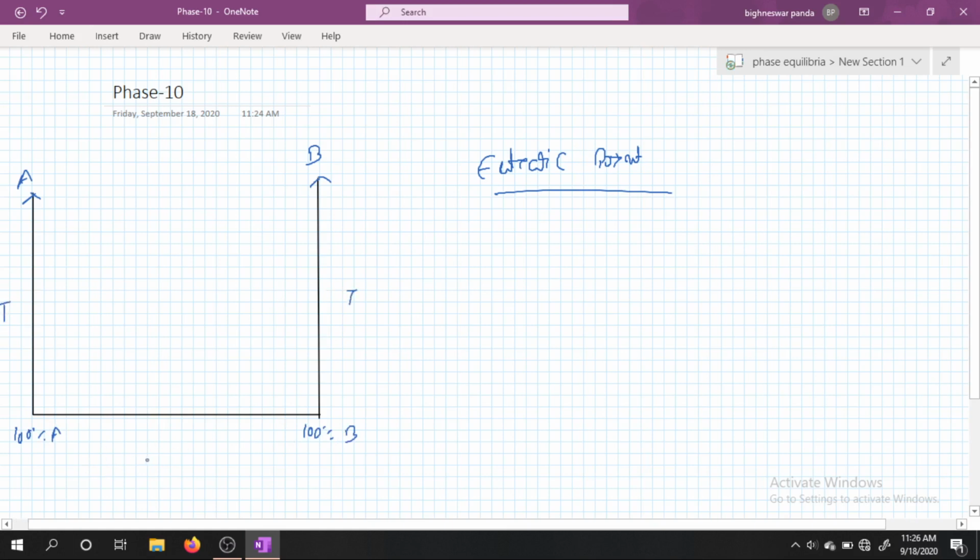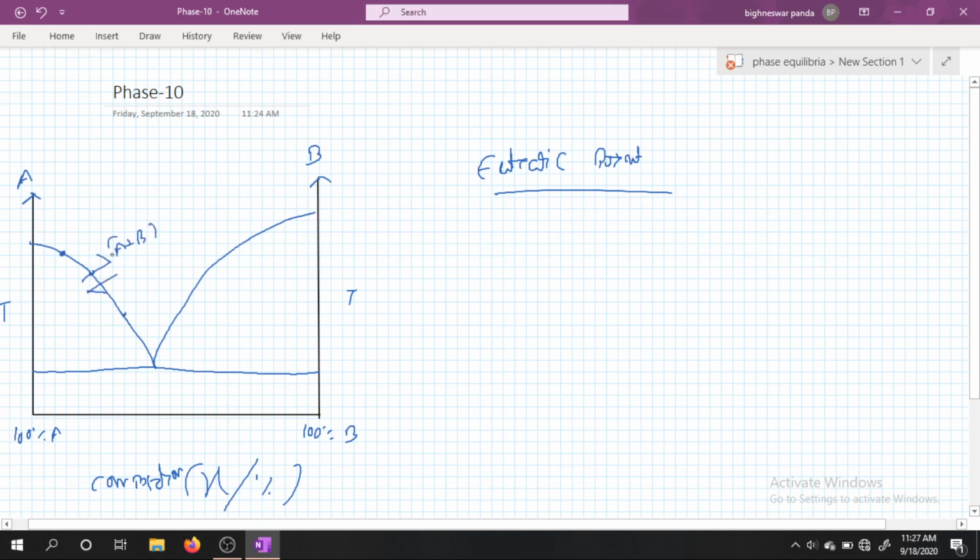On the y-axis we are taking temperature, and on this side we are taking composition in terms of mole fraction. So the graph is like this. Any point on this curve represents equilibrium between A solid and liquid A plus B. Any point on this curve represents equilibrium between B solid and liquid, and this is called the eutectic point.